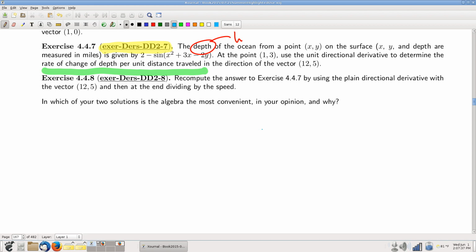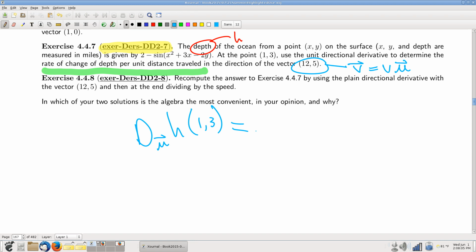Let's call this vector here v, and keep in mind that it has a magnitude little v, scalar v, and then a unit vector direction u, and I'm interested in computing this unit directional derivative at the point (1, 3). Okay, good so far? Yeah.